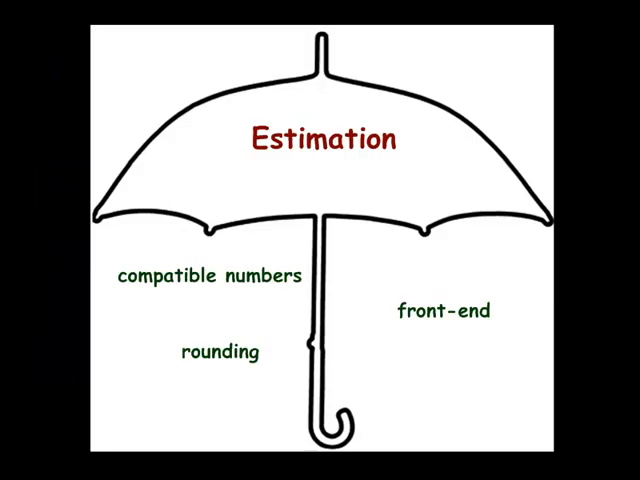When you think about estimation, you can think about estimation being the umbrella. And under the umbrella are the different types of estimation. You can use compatible numbers, you can use rounding, or you can use something called the front-end method. Today, we're just going to talk about estimation with rounding. Later in the year, we'll talk about the other two methods that you can use to estimate.